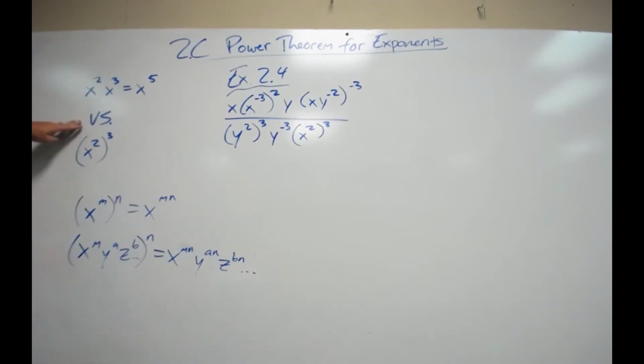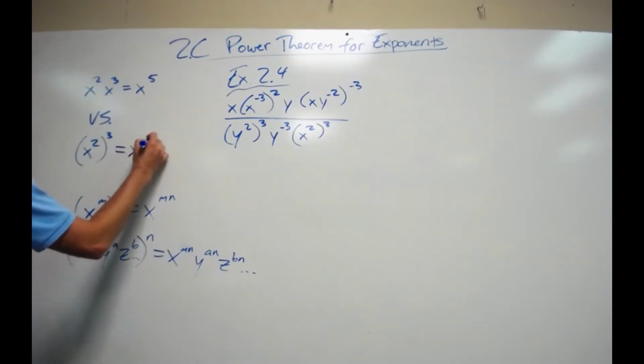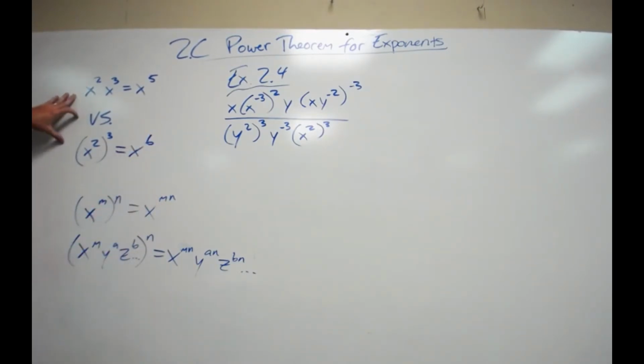Now we're doing the power theorem for exponents. The difference here is we have x squared in parentheses to the power of 3, or cubed in a sense. It is not x squared times x cubed. So when you have x squared in parentheses to a power of 3, what you do is multiply. When it's a power, you multiply. So 2 times 3 is 6. So you would have x to the 6th. So notice the difference between the top, when you multiply the variables, and the bottom, when the variable has a power.